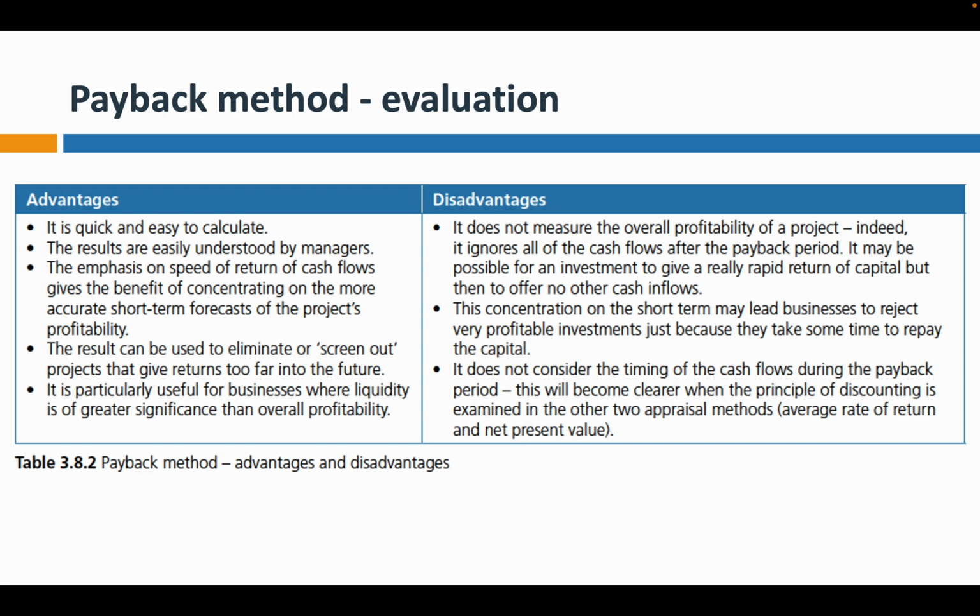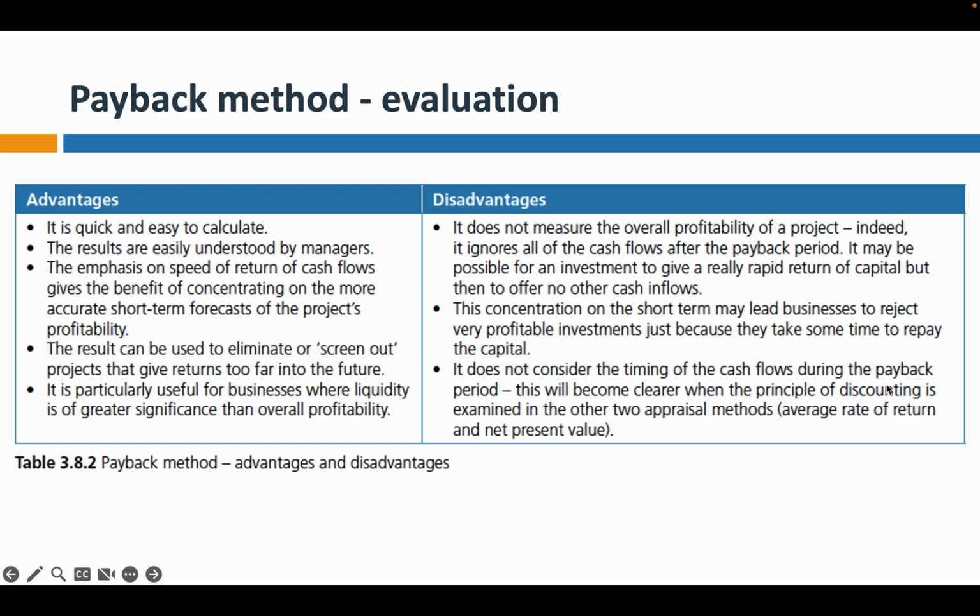If I have two investments, two, let's say, machines that I'm deciding between, one is going to pay back in 1 year and the second one is going to pay back in 3 years. If I only focus on the payback period and not the profitability of the project as a whole, then I might prefer automatically the machine that is going to pay back in year 1. However, this might be a little short-sighted, because if we then measure the profitability of the project, we might find out that the machine with the longer payback period is actually more profitable. This concentration on the short term may lead businesses to reject very profitable investments just because they take some time to repay the capital. So this is what I said before.